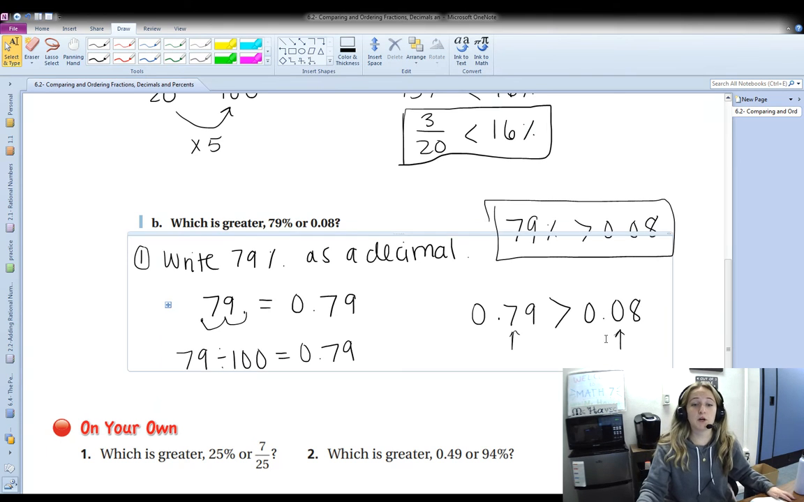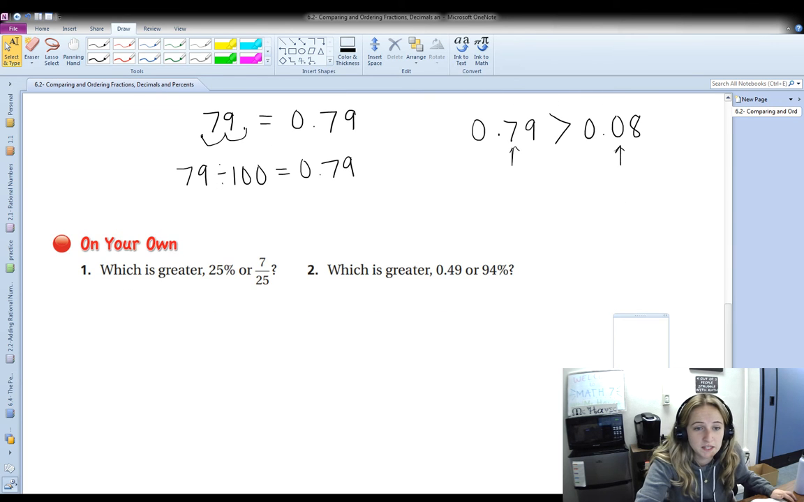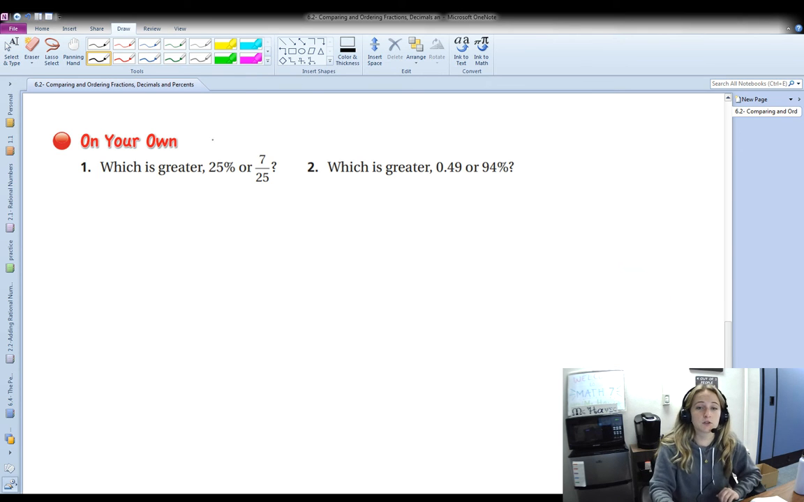Now I would like you to compare these two down here on your own. Number 1, which is greater, 25% or 7 over 25? And number 2, which is greater, 0.49 or 94%? Remember, they all need to be in the same form, so I would recommend turning them either all into percents or all into decimals. Go ahead, do these two on your own, and once you pick your answer, we will go over it as a class. Okay, go ahead, get started.